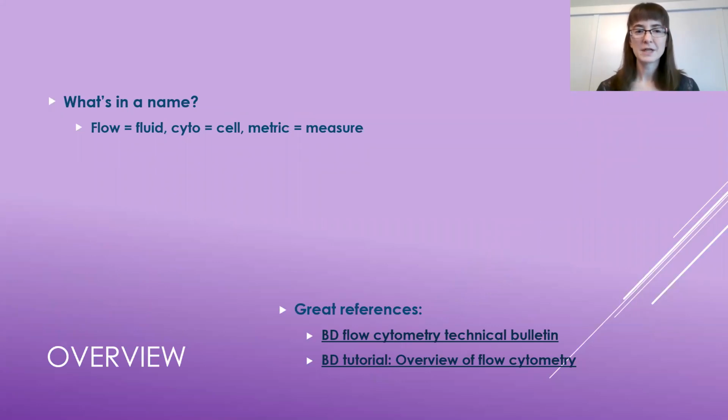All right, so the first step is to know what the term means. Flow cytometry has three parts in the word. There's flow, which means that we have fluids moving, cyto, which means we're looking at cells usually, and then the metry, which is metric for measure.